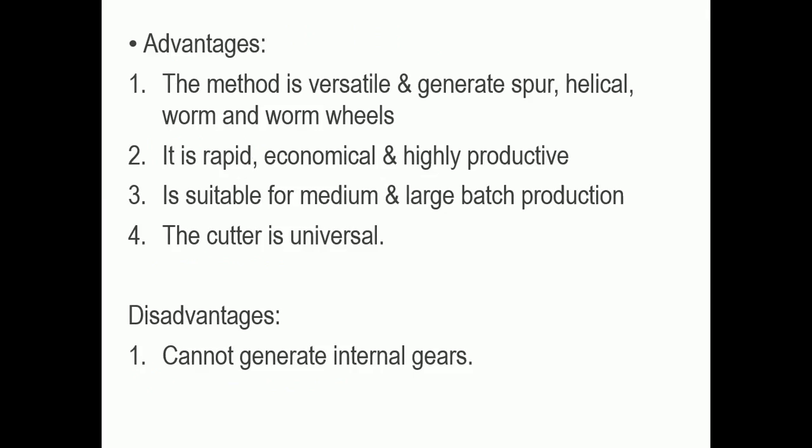What are the advantages of the gear hobbing processes? The method is versatile: it generates spur gear, helical gear, and worm gear. All types of gears are produced by using the gear hobbing processes. It is rapid, economical, and highly profitable. It is suitable for medium, large, and batch production. The cutters are universal cutters, easily available in the markets.